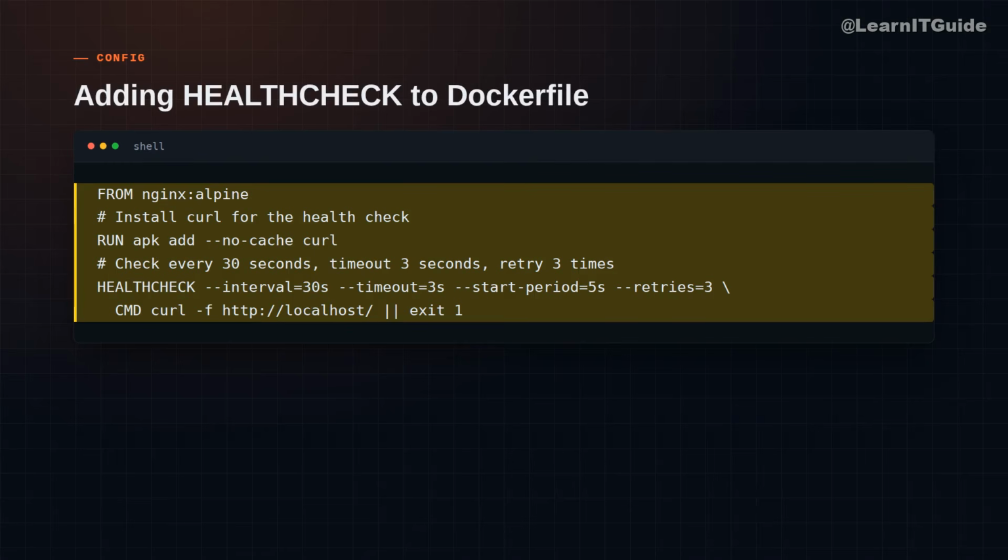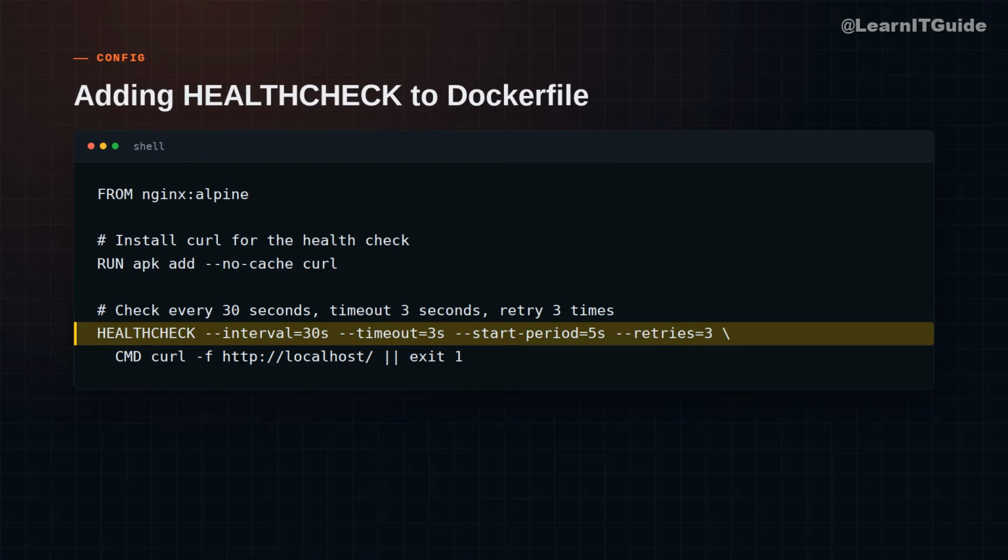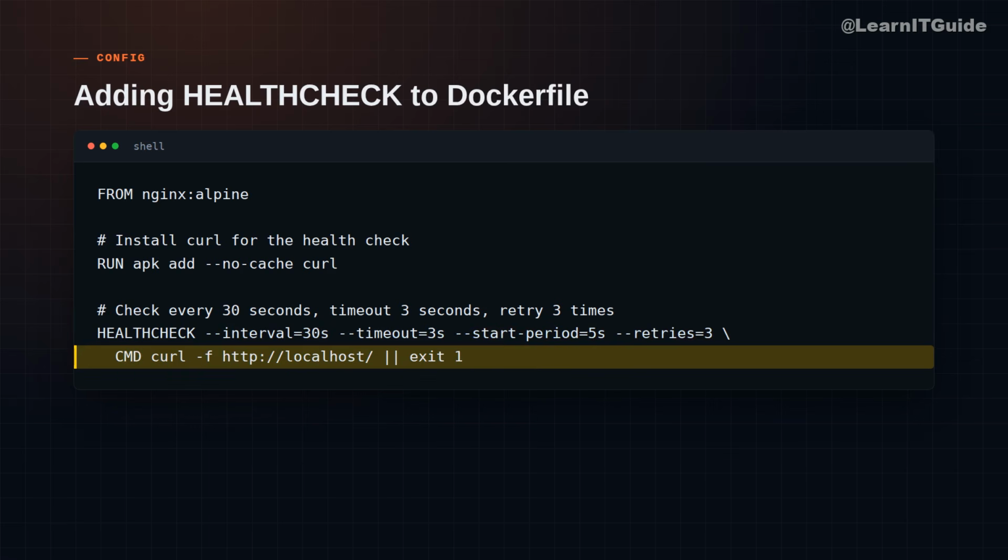Now let us configure this in a Dockerfile. We use the HEALTHCHECK instruction. The interval flag determines how often the check runs. The timeout flag defines how long we wait for a response before failing. The start period gives your application time to boot up before we start marking it as failing. Finally, retries is how many times it must fail before we call the container unhealthy. We use the curl command with the -f flag, which tells curl to fail silently on server errors.